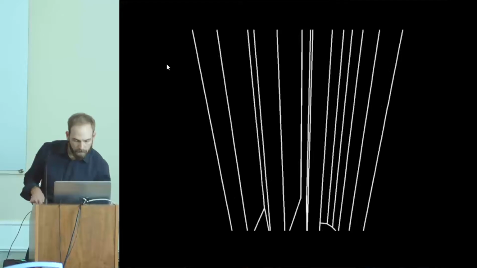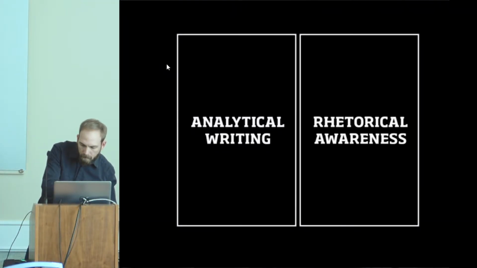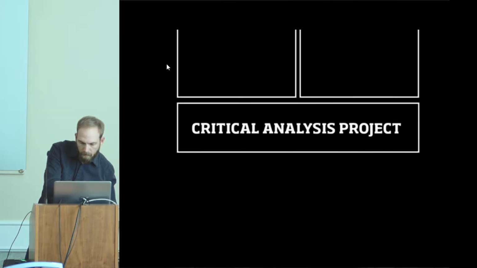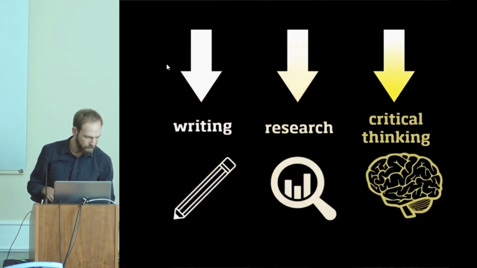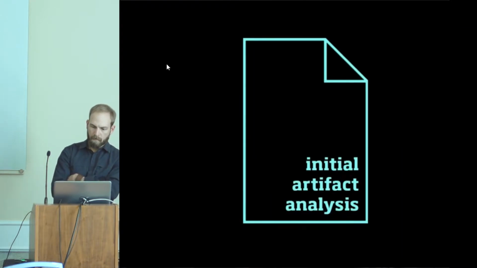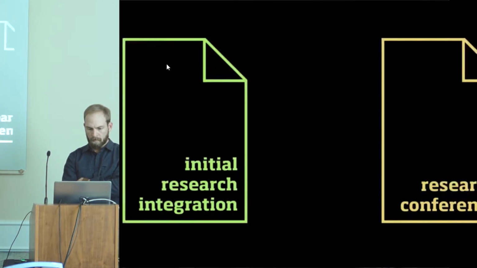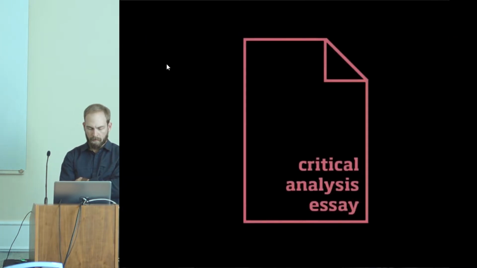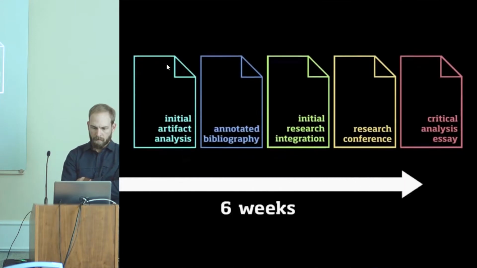We're committed to helping you develop your skills and confidence in analytical writing and to cultivating your overall rhetorical awareness. So we've designed the Critical Analysis Project to catalyze growth in both of these areas, giving you entry into writing, research, and critical thinking at a sophisticated level. The project as a whole is composed of 5 assignments: the initial artifact analysis, an annotated bibliography, the initial research integration, a research conference, and finally, the critical analysis essay. And the project takes place over the span of about 6 weeks.